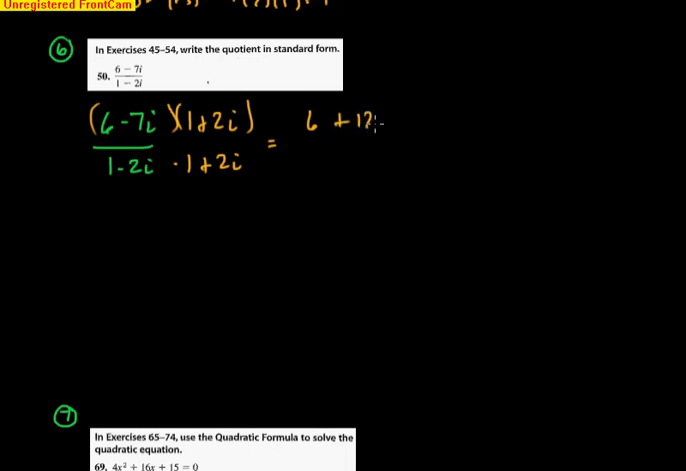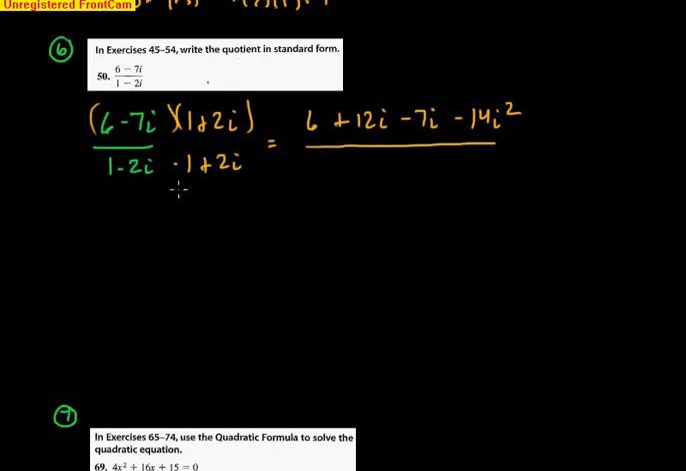2 more. 6. Let's do a division problem with a complex number. 6 minus 7i over 1 minus 2i. We need to get i out of the bottom by multiplying by its conjugate. When you do it on the bottom, got to do it to the top. In the top, we're going to FOIL. 6 times 1 is 6. 6 times 2i is plus 12i. Negative 7i times 1 is negative 7i. Negative 7i times 2i is negative 14i squared.